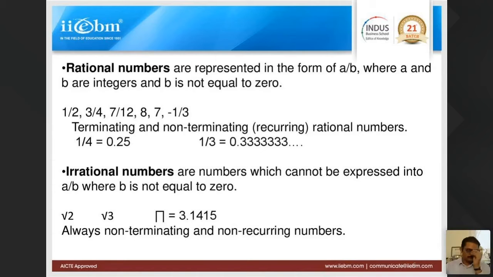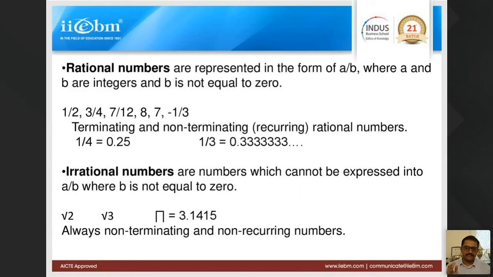So rational numbers are the numbers which can be represented in the form of a divided by b, where a and b both are integers. Let us understand once again. What is a rational number? Rational numbers are the numbers which can be represented in the form of a by b, that is 1 by 2, or 7 by 9, wherein a and b both are integers and your b, which is the denominator, should not be equal to 0.